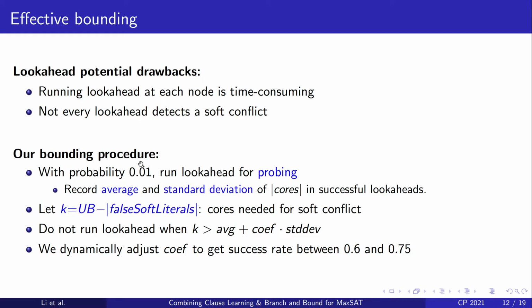Then, for the other cases out of this probability, we compute this value k, that is the number of cores that are needed to detect a soft conflict in the current look-ahead, that is the difference between the upper bound and the number of falsified soft literals by the partial assignment. And then look-ahead will be skipped if this value k is greater than the average plus the standard deviation times a coefficient. And this coefficient here is a value that we dynamically adjust to try to get a success rate between 0.6 and 0.75.